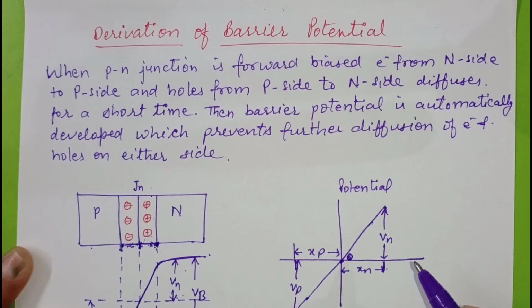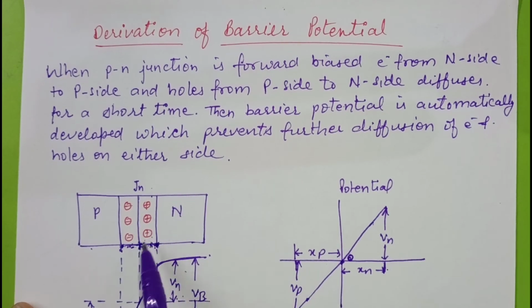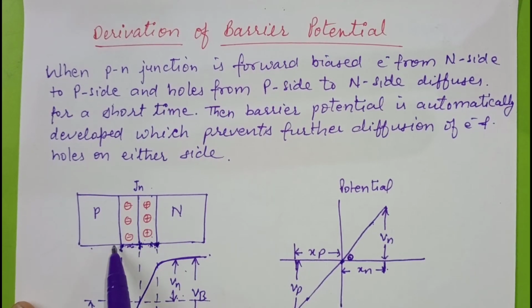In this video, we will study the derivation of barrier potential of a p-n junction. We know in a p-n junction, around the junction there is a space charge region. In the space charge region, in the p region there are negative charges and in the n region there are positive charges. These immobile charges give rise to an electric field, and this electric field opposes the further diffusion of holes from this region to this region and electrons from this region to this region.